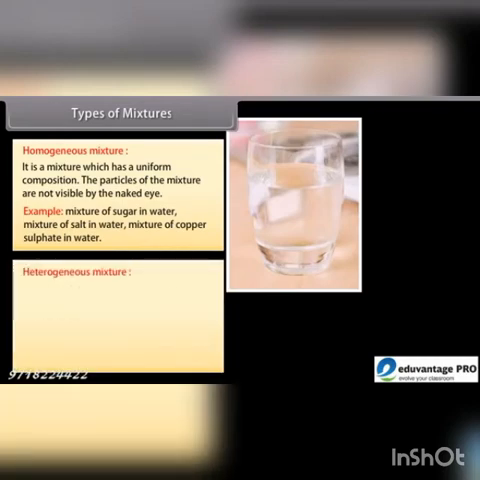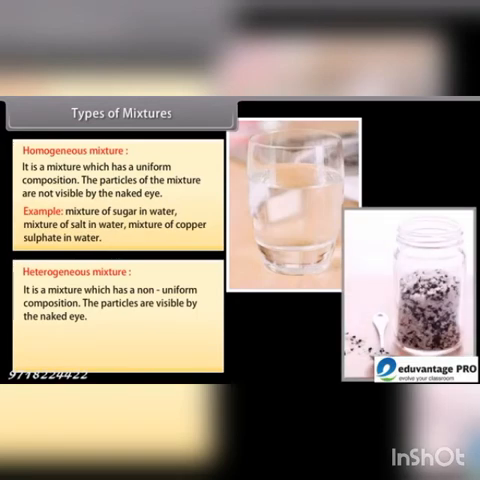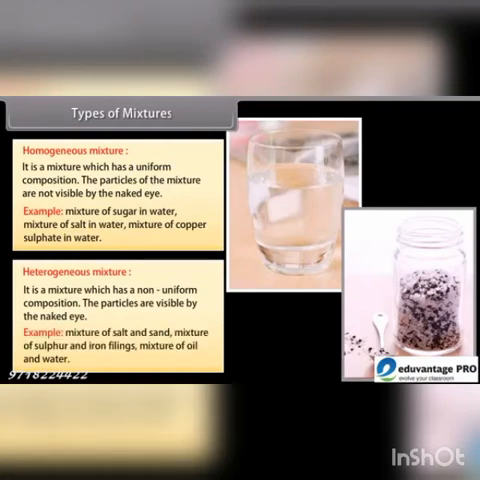Heterogeneous mixture. It is a mixture which has a non-uniform composition. The particles are visible by the naked eye. Example, mixture of salt and sand, mixture of sulfur and iron filings, mixture of oil and water.